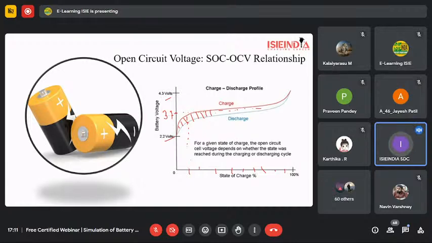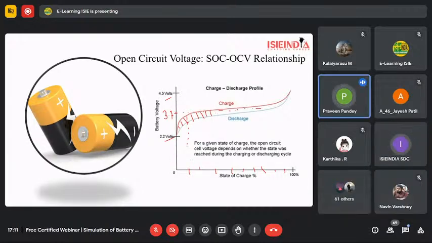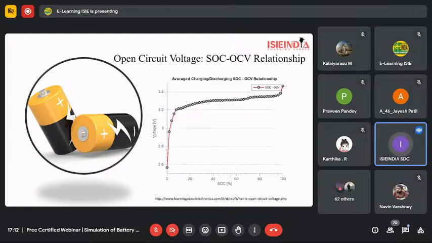Till here, I think everything is clear related to SOC and the battery voltage, whatever I have said. Okay, so simply, yes sir, clear. What we do is take an approximation and do the averaging. During charging and discharging, we take the averaging of their particular voltage. After that averaging, we get the charging and discharging SOC-OCV relation.